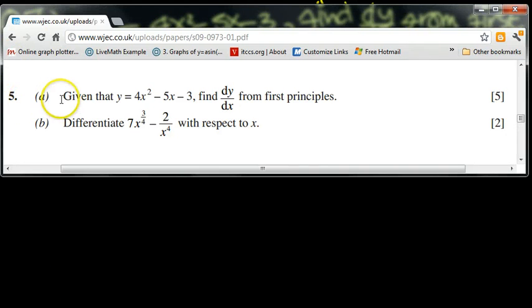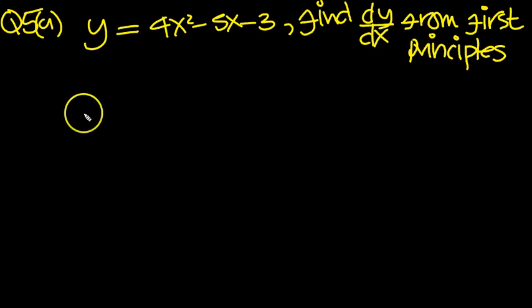Okay, let's have a look at 5, part A. Given that y equals 4x squared minus 5x minus 3, find dy/dx from first principles. Right, let's have a go at that. I've written it down here. So dy/dx from first principles. I'll write out the formula.